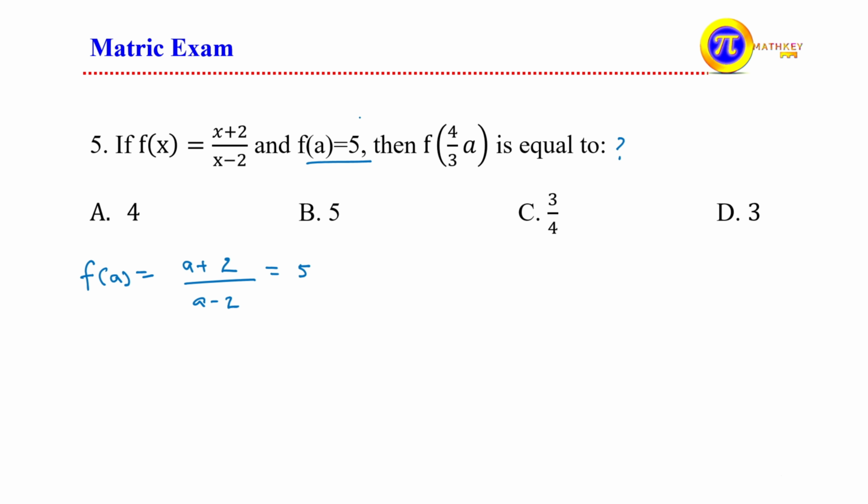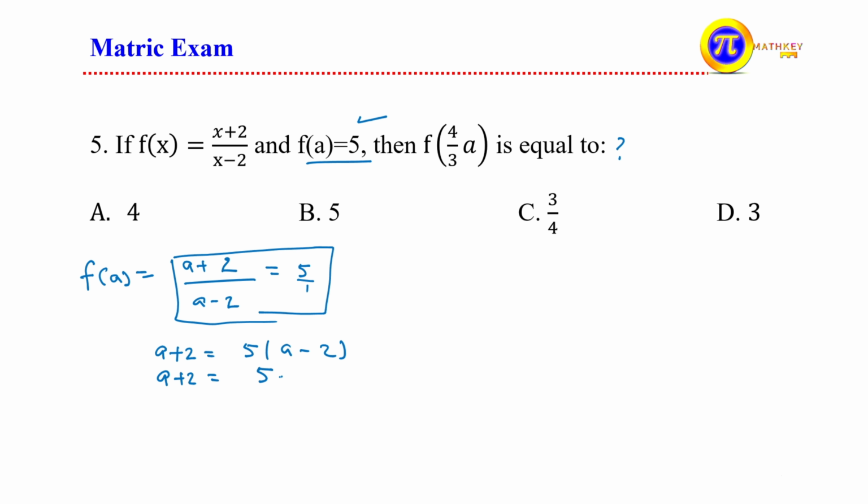After that, you have to equate these values to find the value of a. This implies a plus 2 is equal to 5 times a minus 2, since here we have 1 in the denominator. This implies that a plus 2 is equal to 5a minus 10.